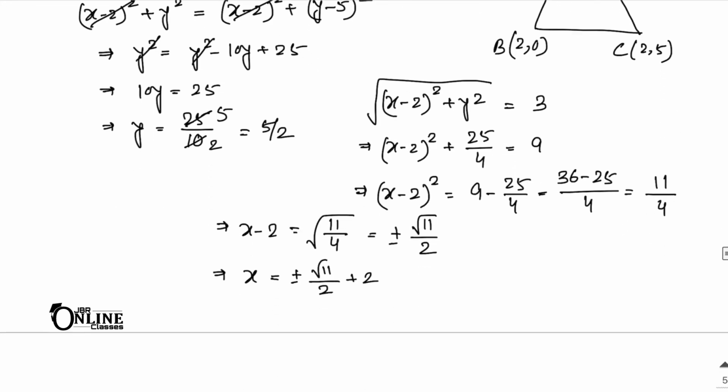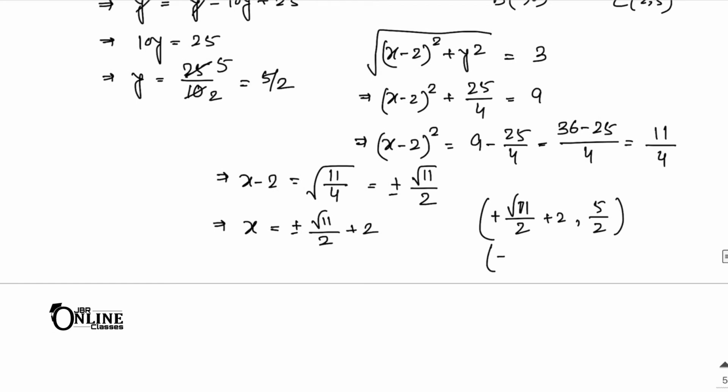So your answer will be here, the coordinate will be, for the x it will be here plus root 11 by 2 plus 2, and for y it's 5 by 2, and the next one will be here also minus root 11 by 2 plus 2 and 5 by 2. Okay, so these two coordinates are your answer.